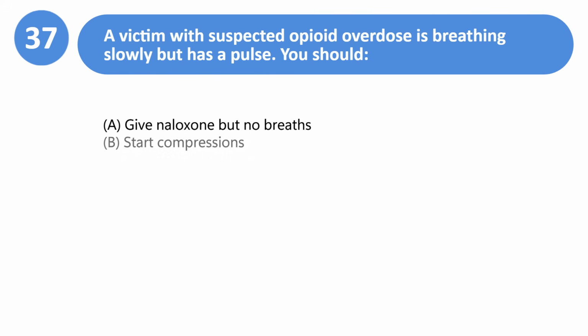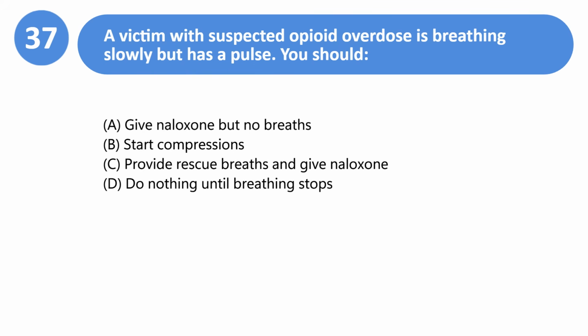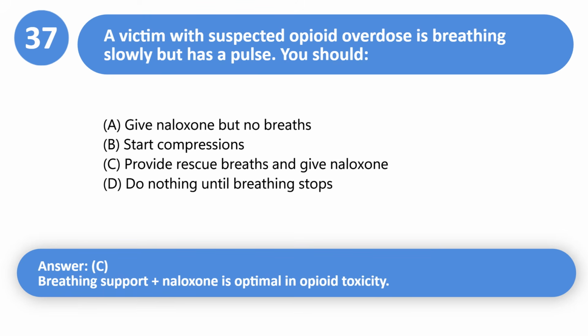A victim with suspected opioid overdose is breathing slowly but has a pulse. You should: A. Give naloxone but no breaths. B. Start compressions. C. Provide rescue breaths and give naloxone. D. Do nothing until breathing stops. Answer, C. Breathing support plus naloxone is optimal in opioid toxicity.